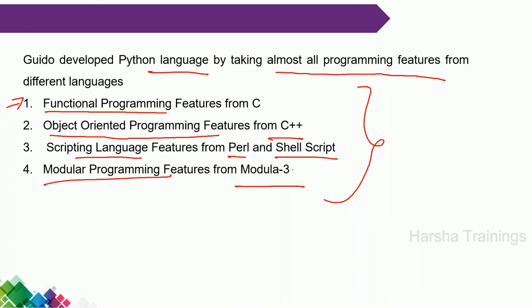Suppose coming to C, C supports only procedure oriented, that is a functional programming language. Java supports only object oriented, but Python supports both procedure and object oriented. Along with that, Python supports scripting languages also. That is the reason Python becomes the most popular subject. So this is the very basic introduction: who developed Python, what are the things available in Python, and where we are using Python.